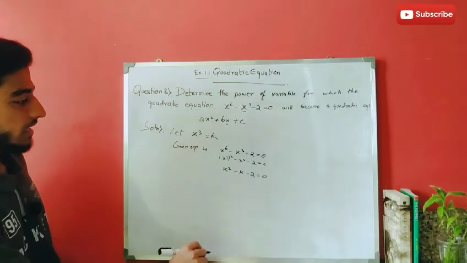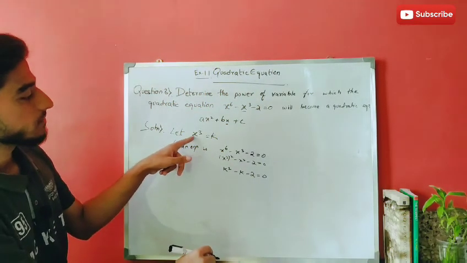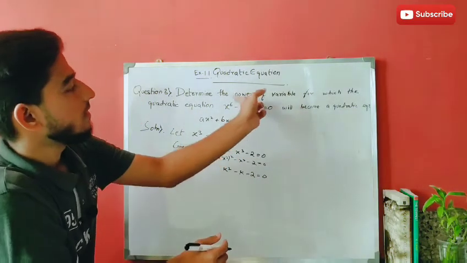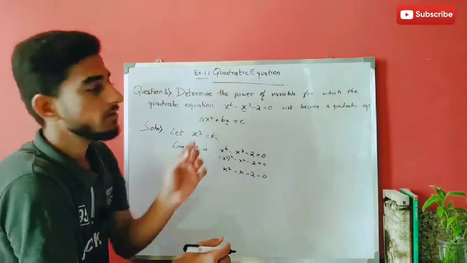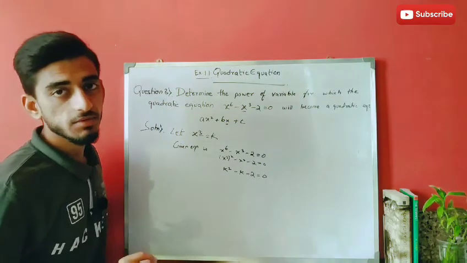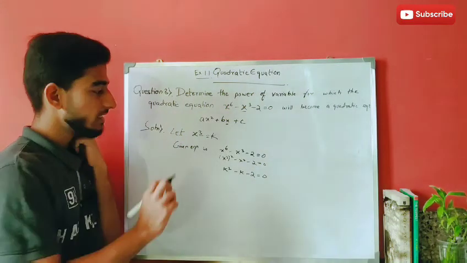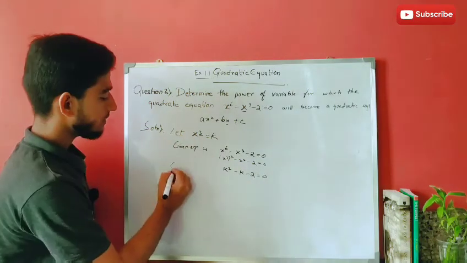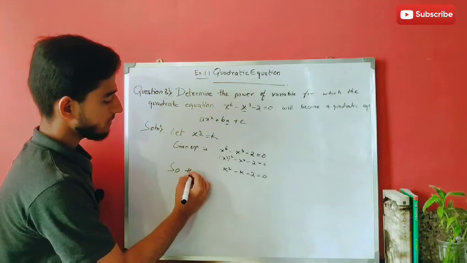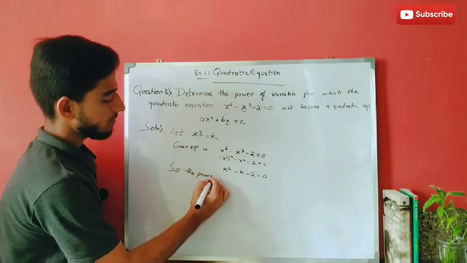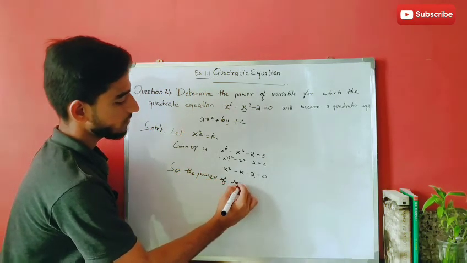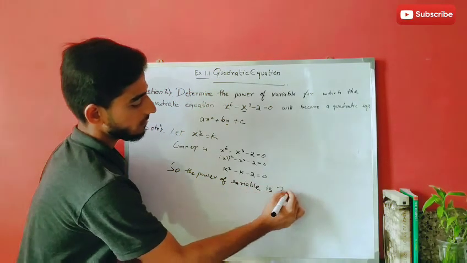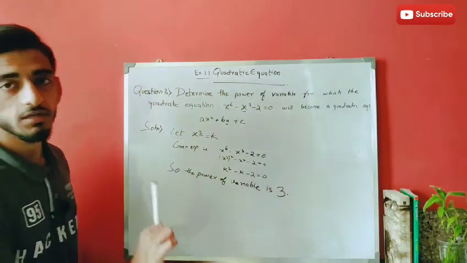So we can say that our variable is x cube. They have asked for the power of the variable, so the variable power will be 3. Our variable is x cube, that is k, so k is equal to x cube. So we can say that the power of the variable is 3.